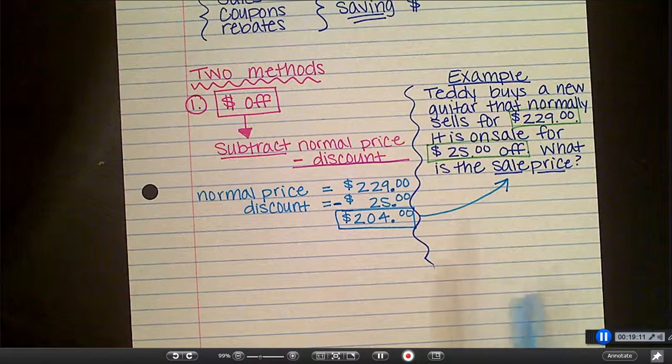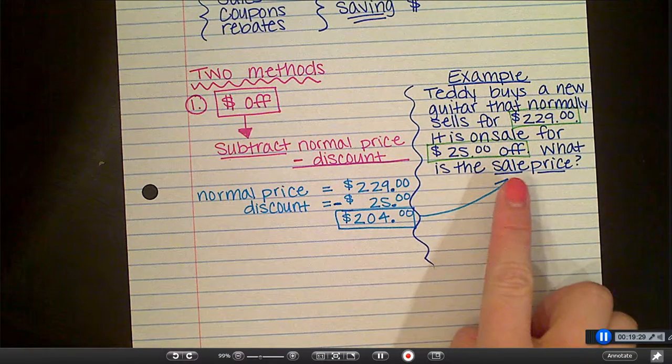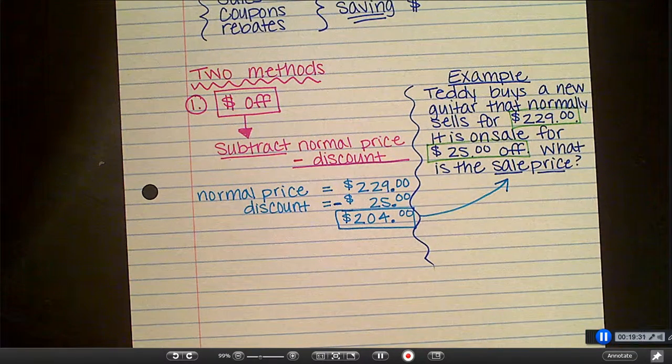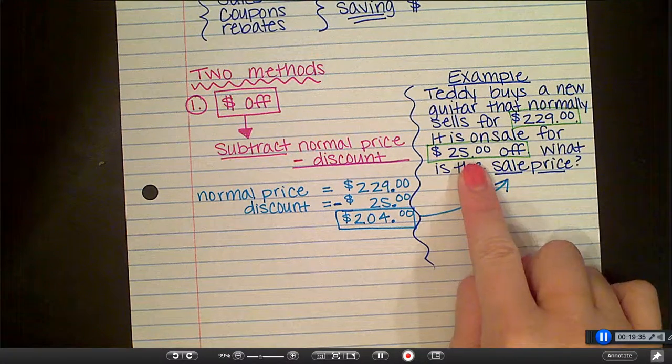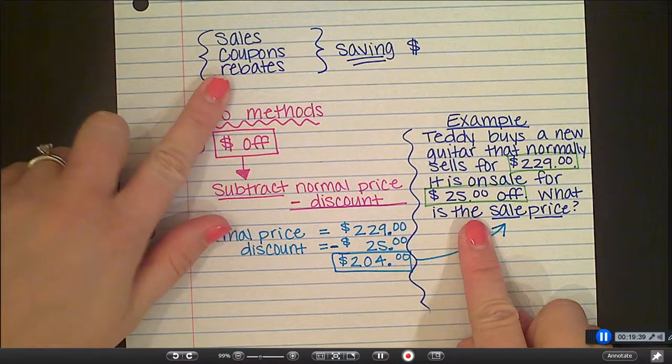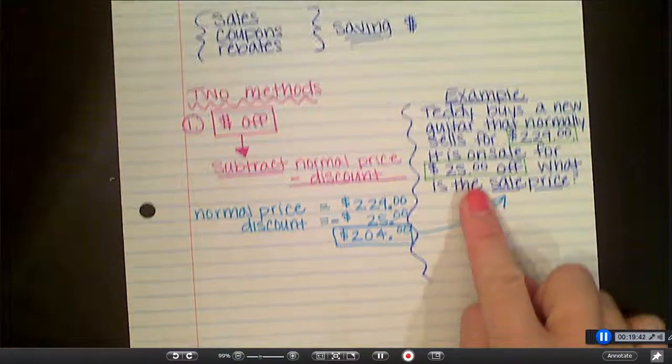Now, it might have said, instead of it was on sale for $25 off, they might have said Teddy had a coupon for $25 off. Or maybe there was a mail-in rebate for $25 off. It's all the same thing. Okay? So you're not worried about the word sale or coupon or rebate. You're worried about the original price and you're worried about the discount. That's all that you care about. Because remember, these three things really are the same. We treat them the same way.